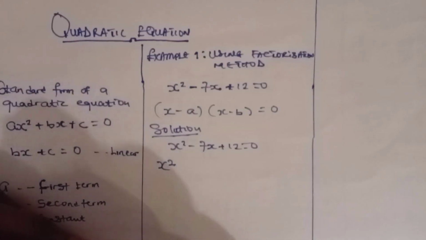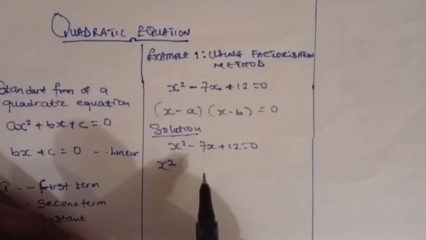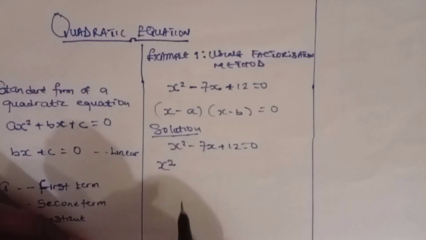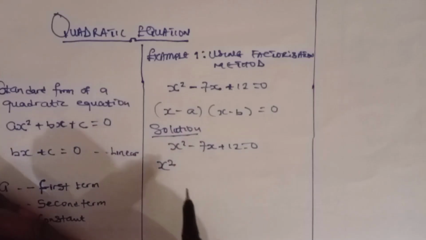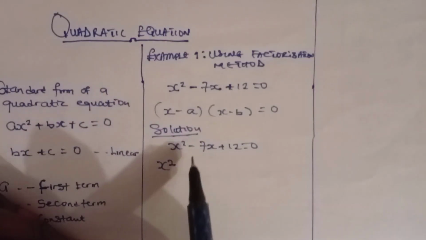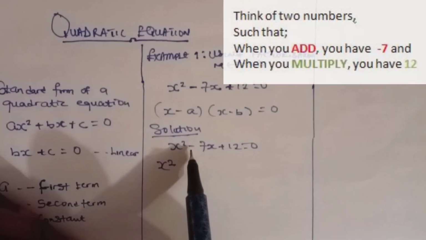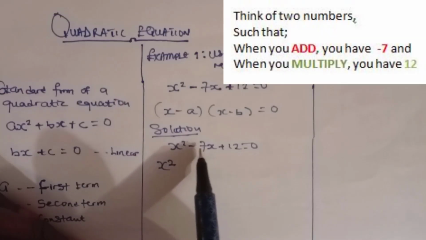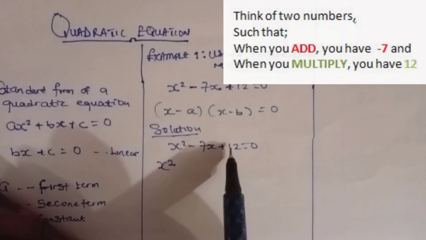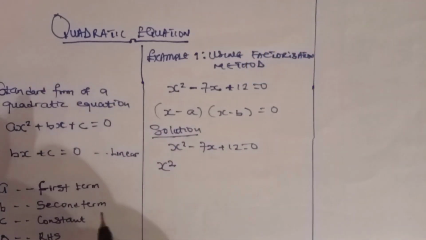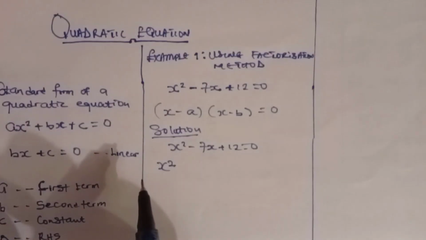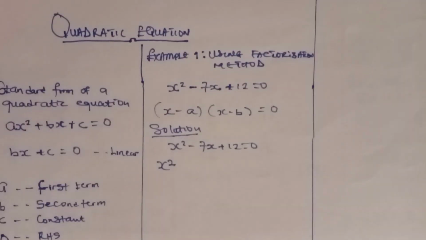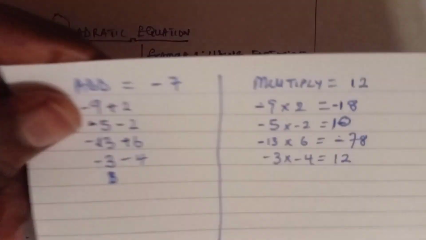So here is a question. How do we go about expanding this middle term? This is a $10,000 question. Think of two numbers such that when you add, you have -7, but when you multiply, you have +12. You can pause the video and think of those two numbers. Believing that you have enough thought and you finally got the answer, I bring you a quick way you can actually find the answer.